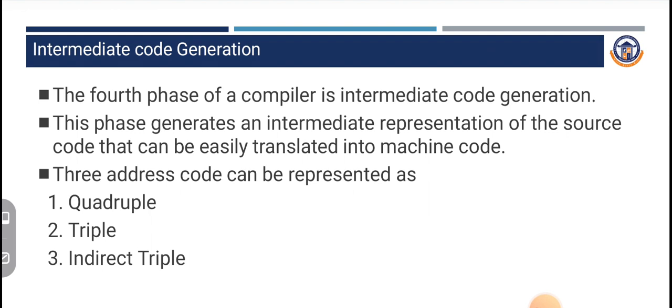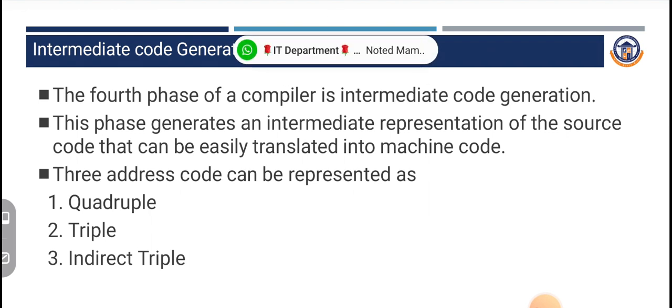Back end means it will depend on the machine level languages. But the first three phases are for analysis, and they will not depend on the machine level languages. The intermediate code is in between the front end of the compiler and the back end of the compiler. The intermediate code generation is the fourth phase of the compiler. This phase generates an intermediate representation of the source code that can be easily translated into machine code. After completing the semantic analysis, the tree representation is directly converted into intermediate representation without affecting the language of the semantic analysis.